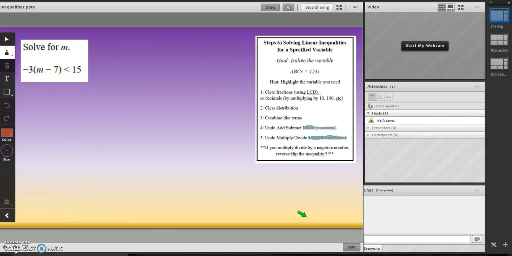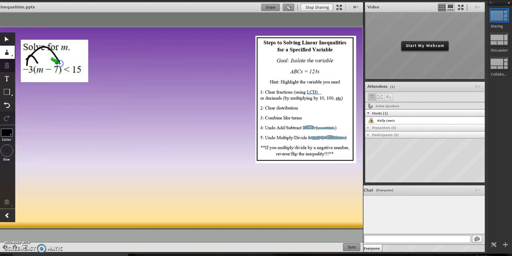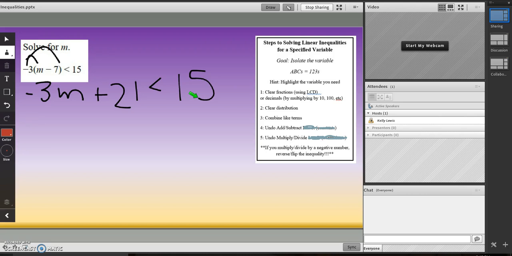Let's do another one. All right, first, let's distribute that -3. So I get -3m plus 21, because -3 times -7 is +21. Then that 15 is normal, so this 21, opposite of a positive, of addition 21, is a subtraction 21. Right, so 15 minus 21, you have $15 in your pocket, but you owe me $21. So still owe me $6.